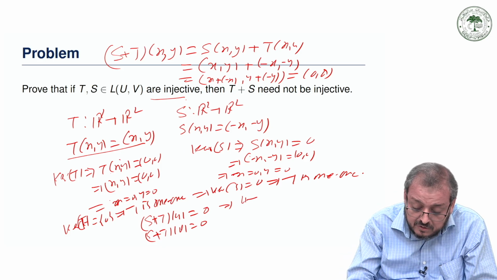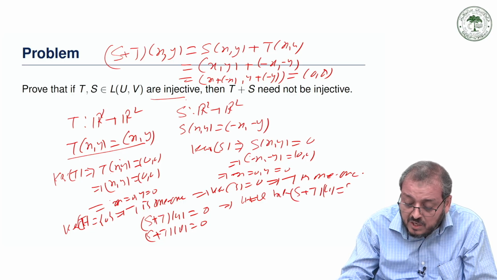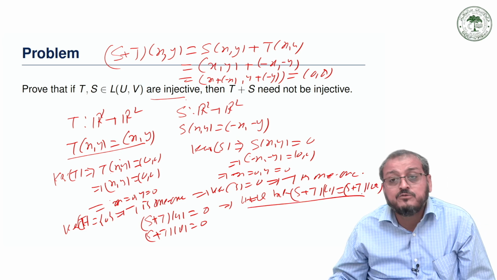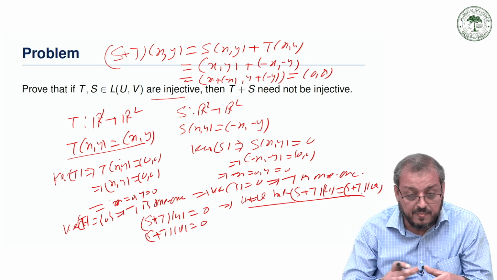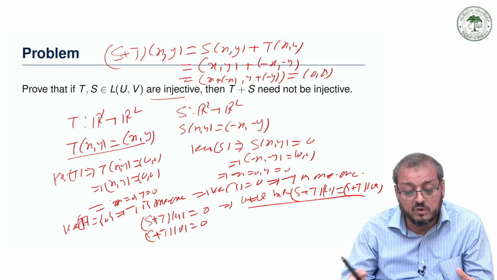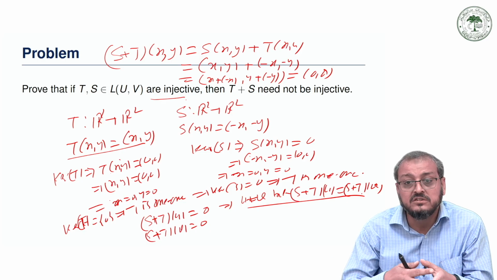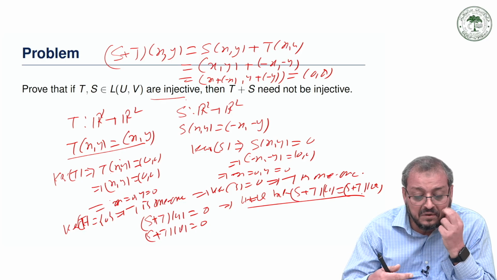So we assume u is not equal to v, but we show that (S + T)(u) is the same as (S + T)(v). So clearly S + T is not one-to-one. That means we show that if S and T are one-to-one maps, S + T need not be injective. This is a very important result.